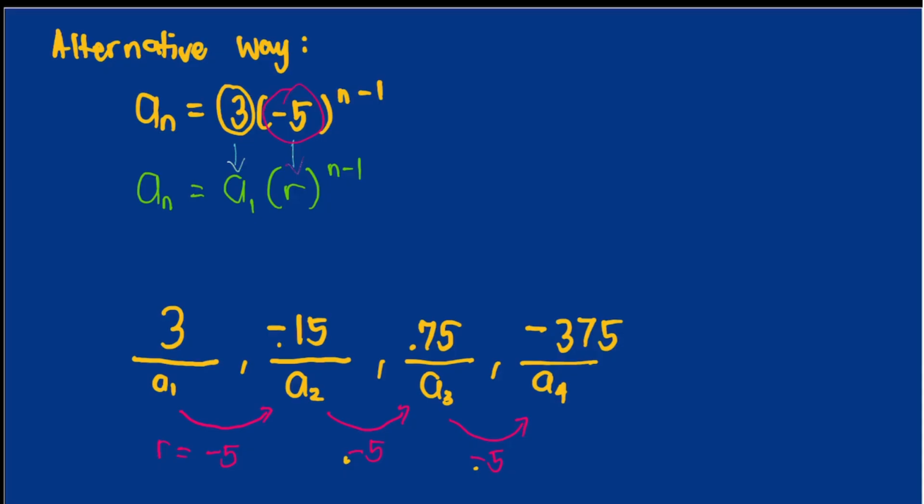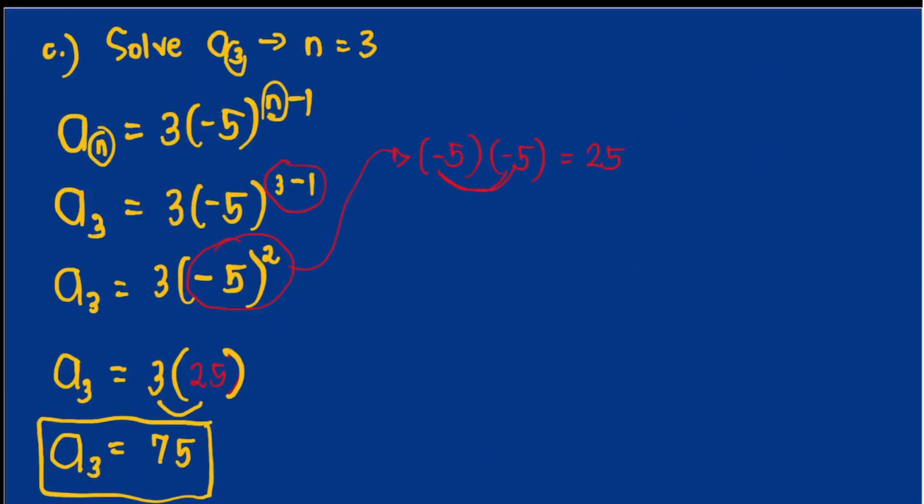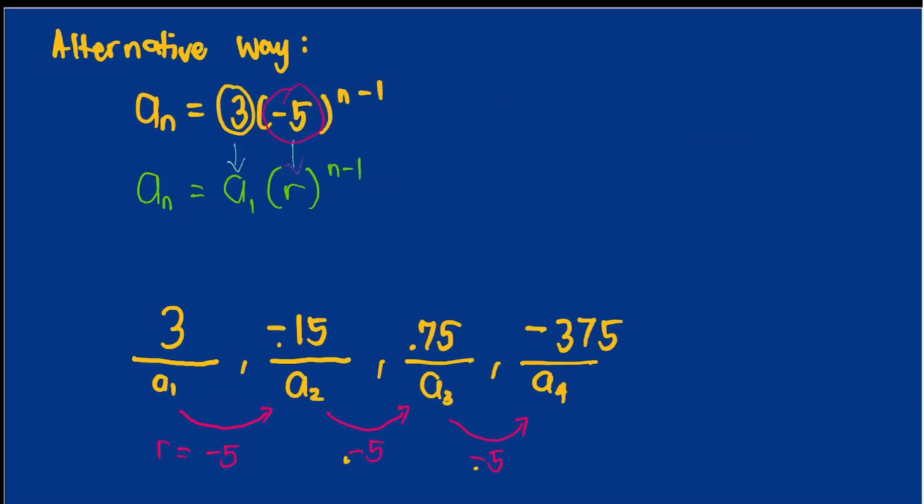So, instead of solving it ng ganitong way, we can try this alternative way, since given yung a sub 1 natin and the common ratio. So, sa tingin nyo, anong mas madali?